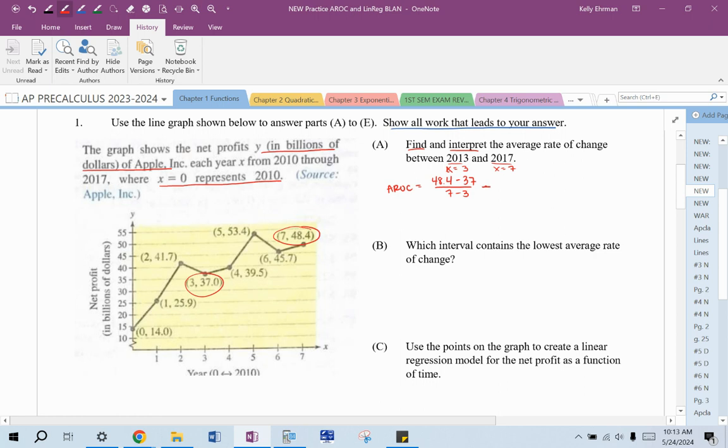2.85. I almost put approximation, but that's exactly what it was equal to. Interpret this. So remember, we always start with "on average" to show this is an estimate.